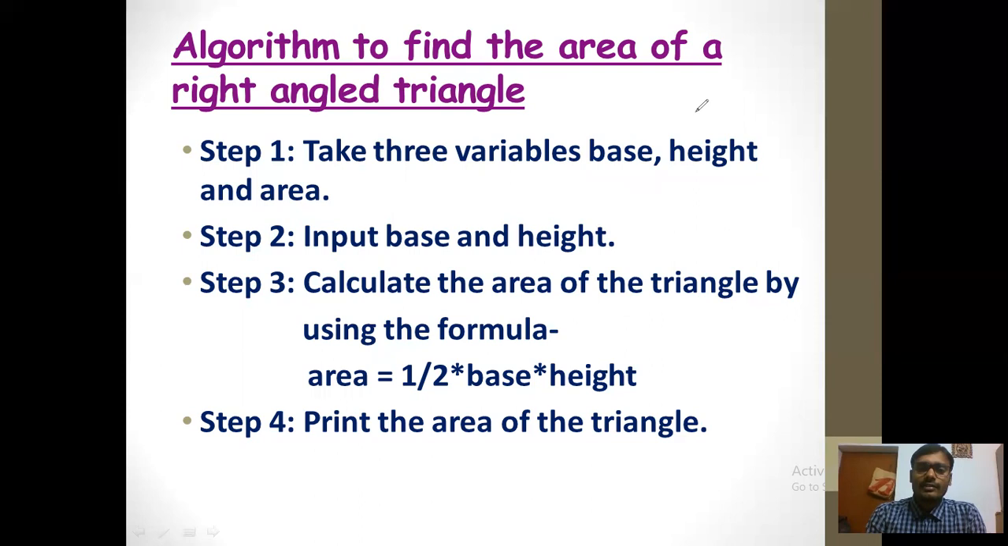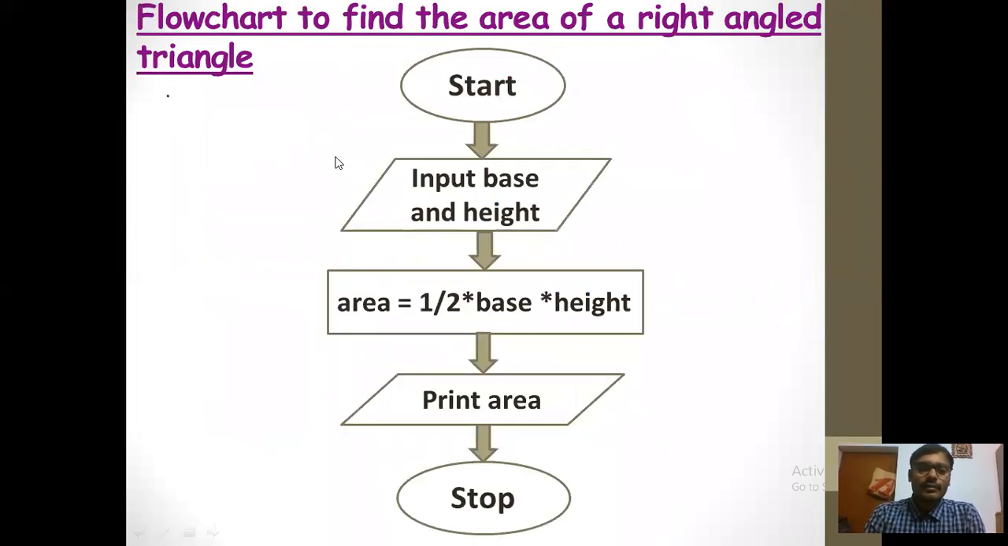So coming to the next topic, you have to draw the flowchart of the same thing. This is the flow chart to find the area of a right angle triangle. Again, you can see this is the start symbol, input base and height. You have to input base and height, then area equals half into base into height, print area, and then stop.